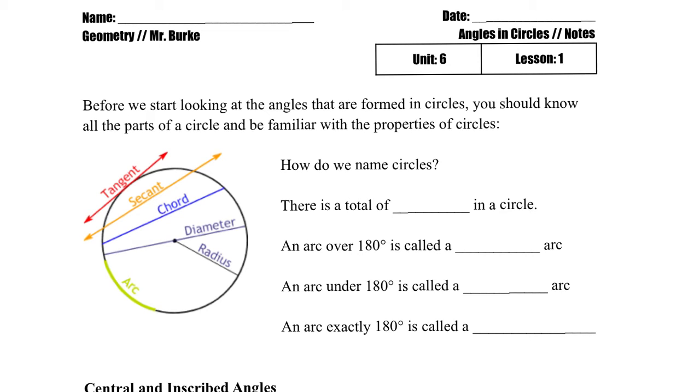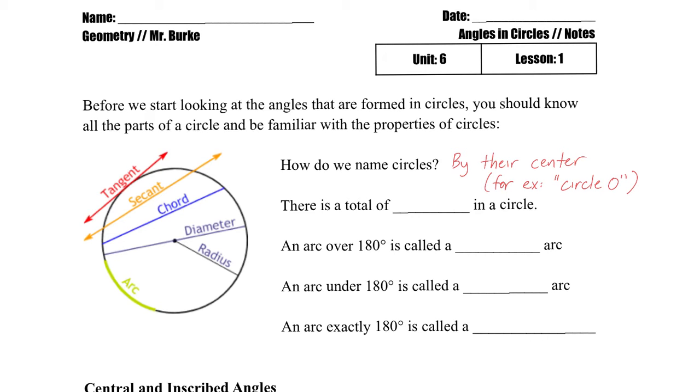Now, some other things that you need to know about circles is number one, how do we name them? We name circles by their center. So for example, a very common way is circle O. O is a very common name for a circle, but it's whatever the center is. So if the center is labeled A, it would be circle A, etc.